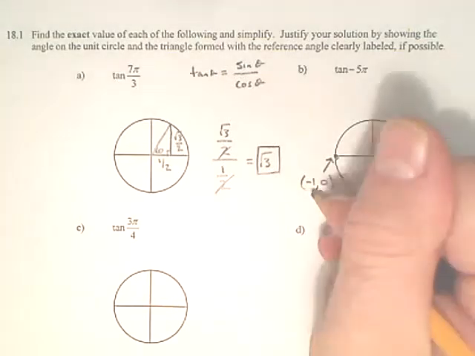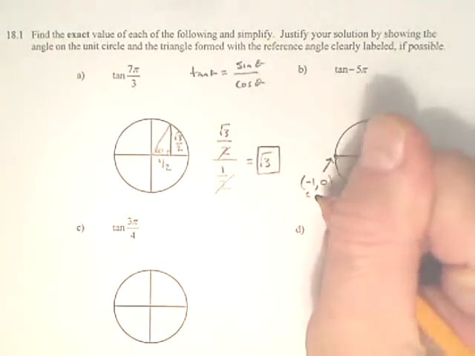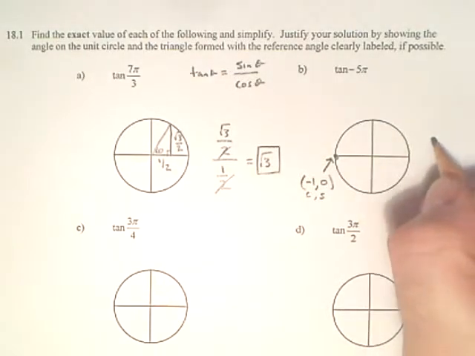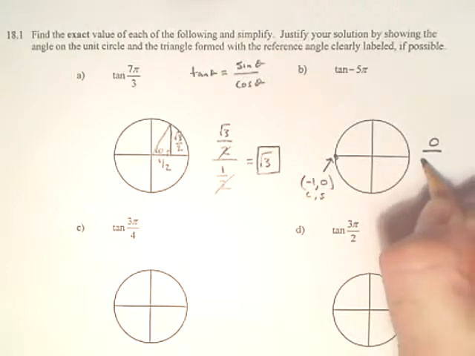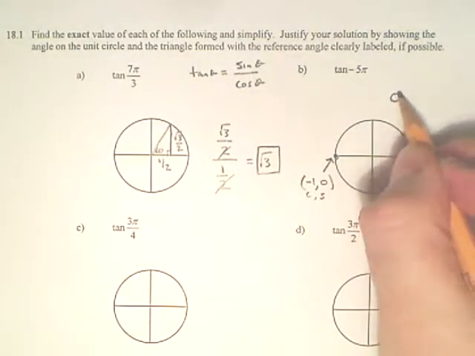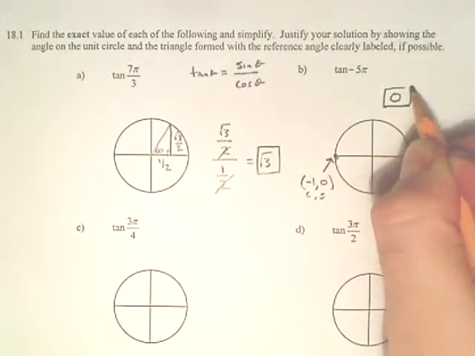Recognize which one is sine and which one is cosine. Cosine is the x value and sine is the y value, and then put sine on top of cosine. And since 0 is in the numerator, the answer to this problem is just 0.